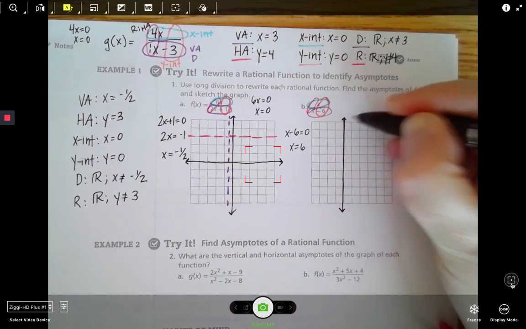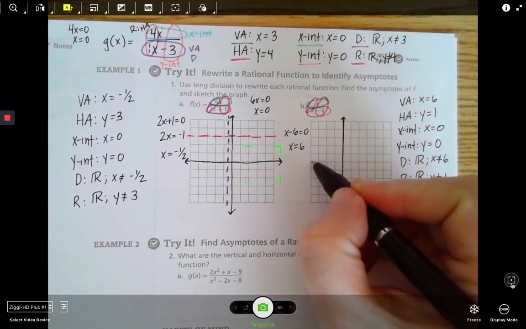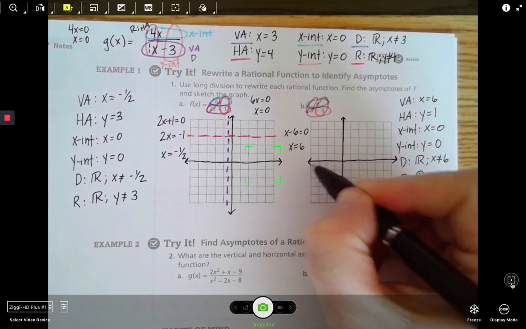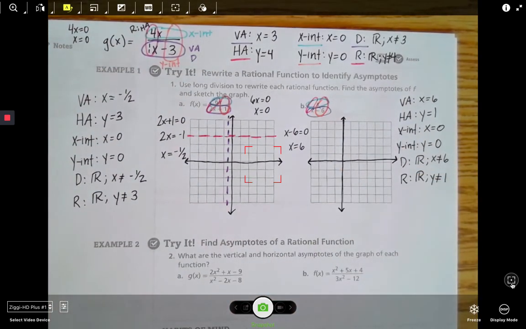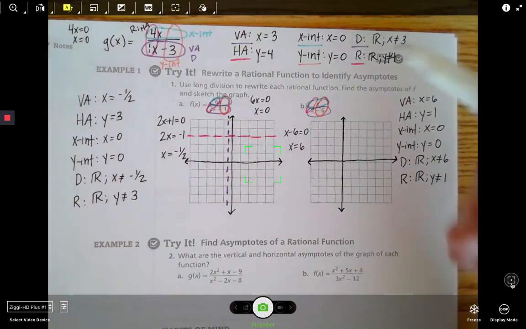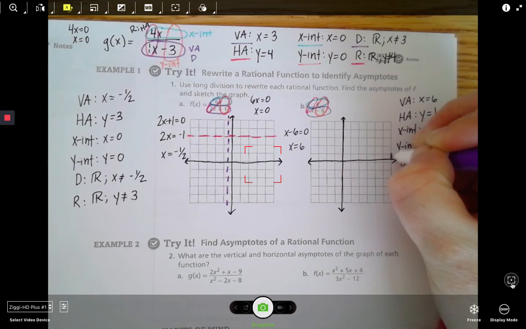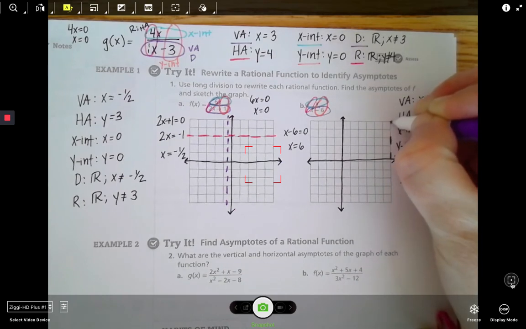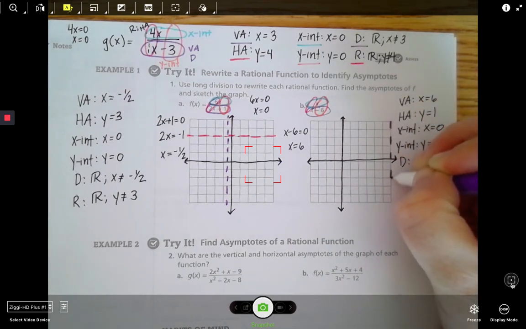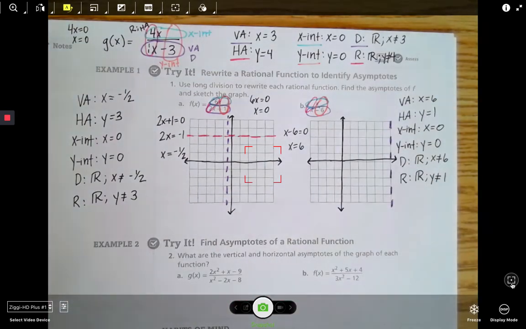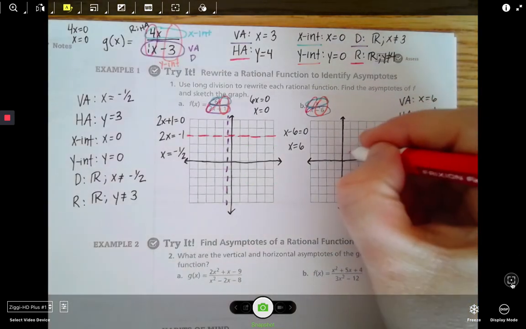So again, I'm just going to label my asymptotes just so that I can practice seeing those. Vertical asymptote is at x equals 6, so 1, 2, 3, 4, 5, 6. So it's way over there. My horizontal asymptote is at y is equal to 1.